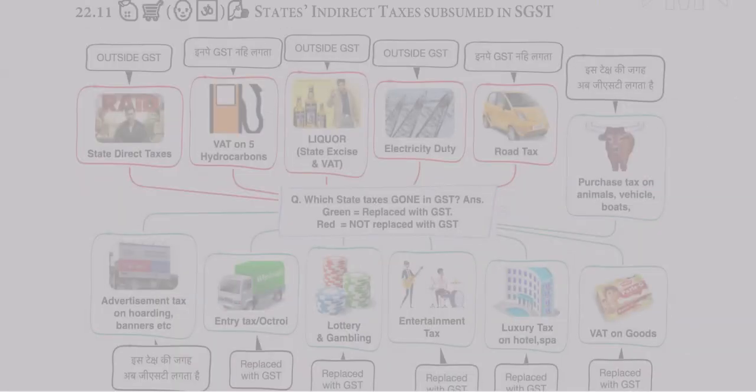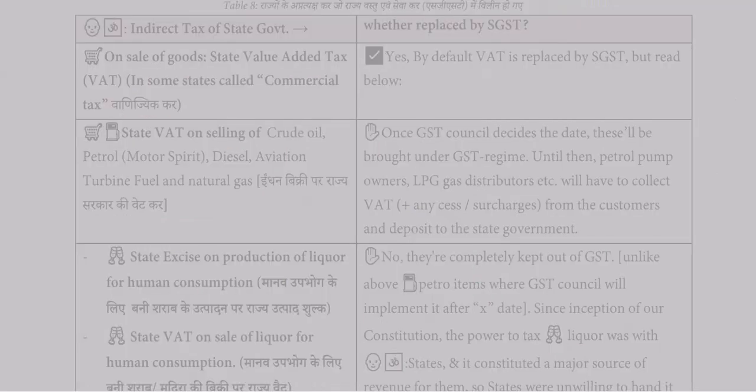22.11 States' indirect taxes subsumed in SGST. Table 8: indirect taxes of state governments, and whether they are replaced by SGST. On sale of goods, State Value Added Tax, VAT, in some states called Commercial Tax. Yes, by default VAT is replaced by SGST, but with the exception below.